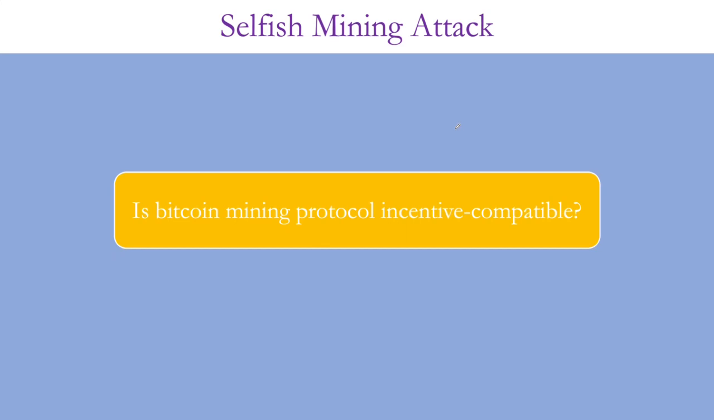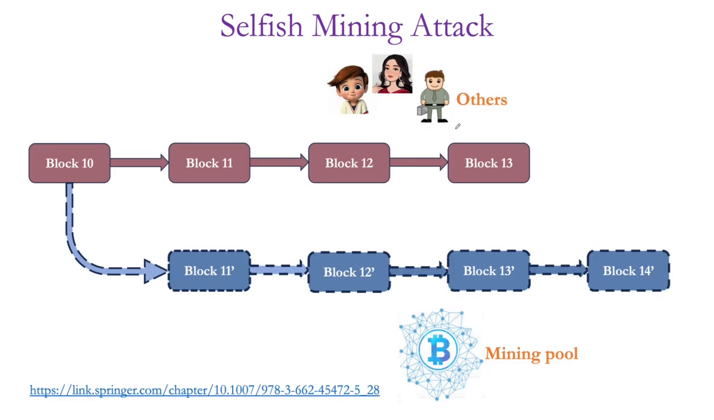It means the selfish mining attacks can happen here. So we call this selfish mining. Selfish mining allows a pool of sufficient size to obtain revenue which is larger than its ratio of mining power.